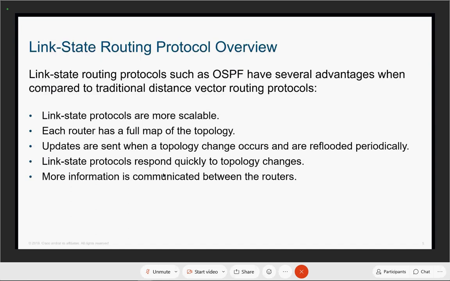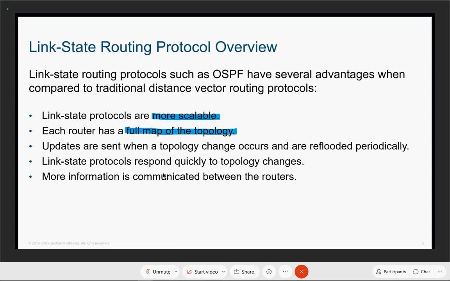So let's talk about some of the characteristics. Here it says that it's more scalable. It's designed in a hierarchy of very large networks when properly designed. Each router has a full map of the topology. So because each router contains all of the information about the routers and the links in the network, it's also able to select a loop-free and efficient path to every network that's attached to an interface on every router in the autonomous system.